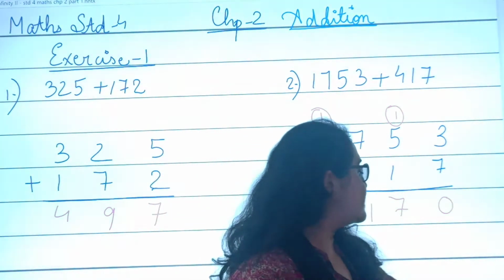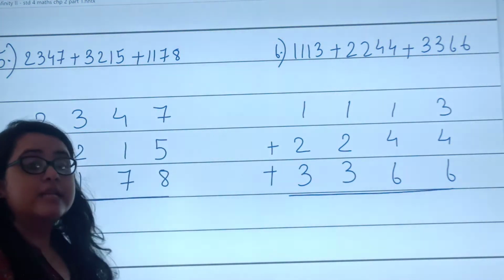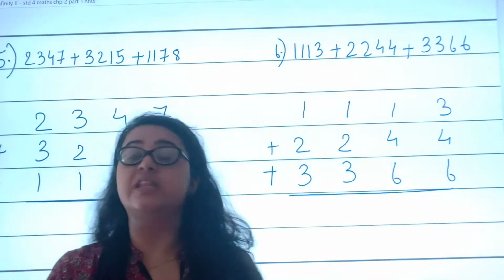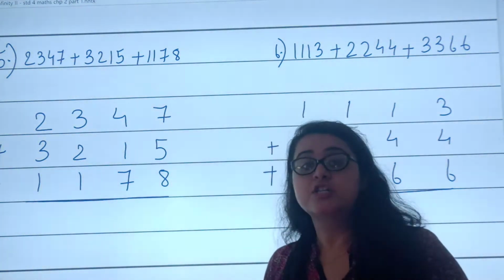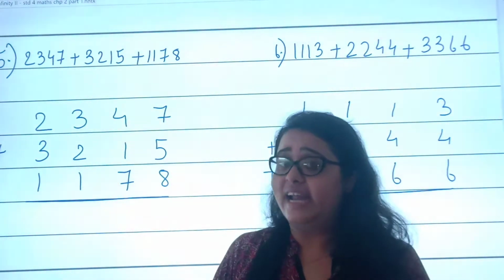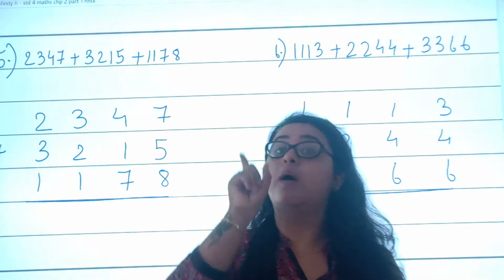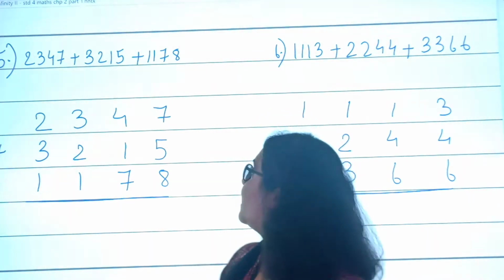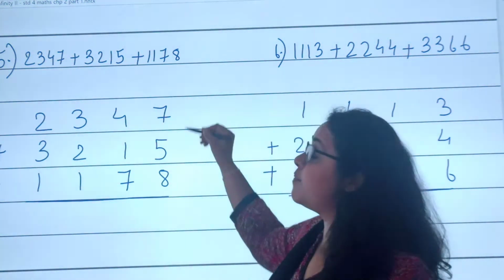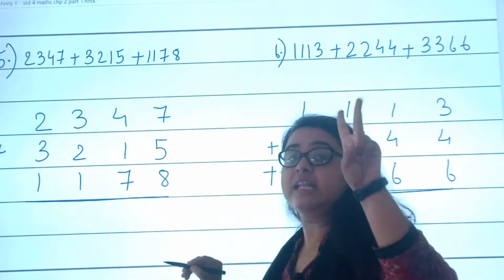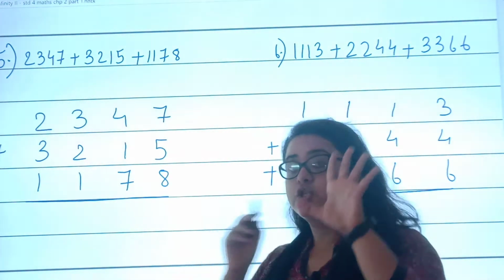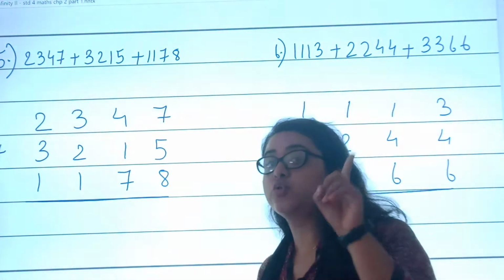So, let's move to the second sum. See, in the same exercise we will be solving the fifth sum as well as the sixth sum. So, you can have an idea about how we will add a group of three numbers. Okay, see 7 plus 5, 7, 8, 9, 10, 11, 12. 12 plus 8 equals 20.